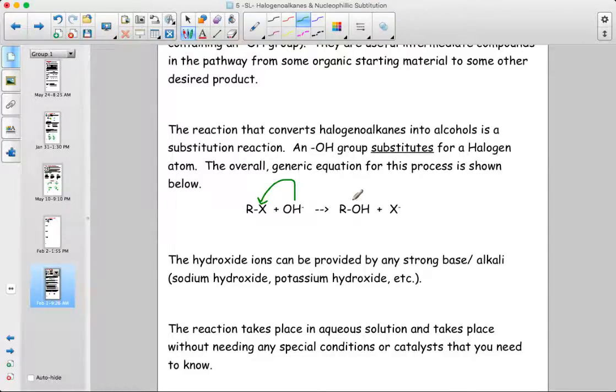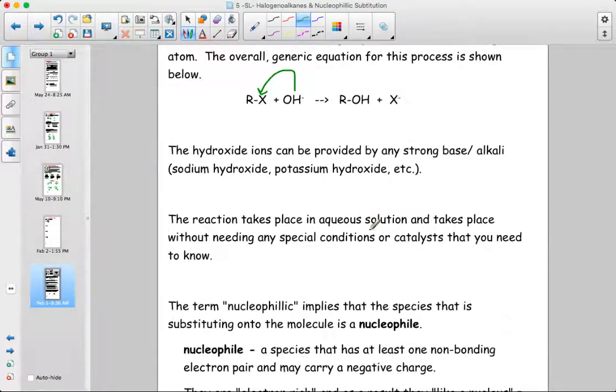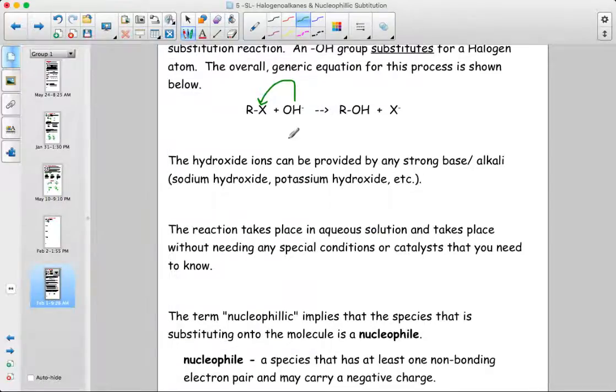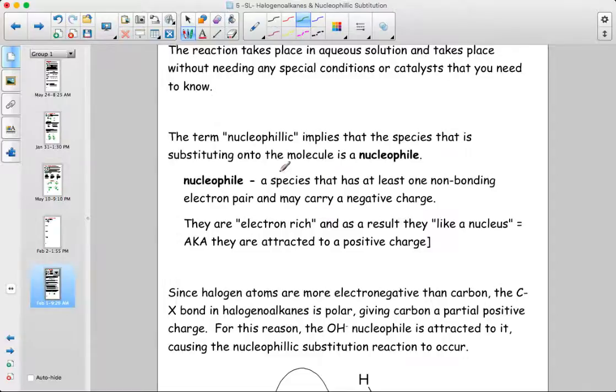And now the OH group is attached to the R. So this is the alcohol group, which we'll learn about next. And this is just a halogen ion, like an F minus or a Cl minus or a Br minus. So this reaction takes place in aqueous solution. You don't need to know any special conditions or catalysts for it. It'll just take place.